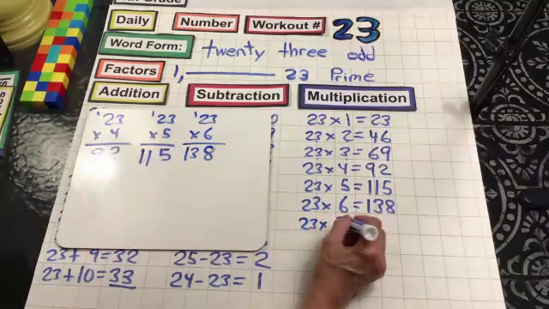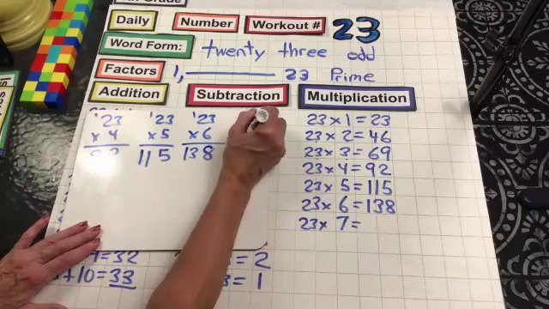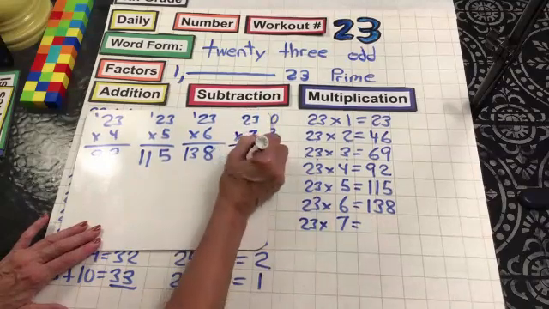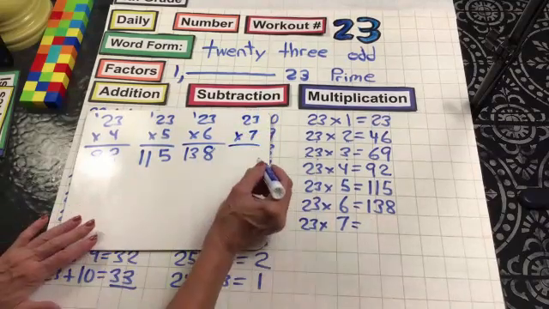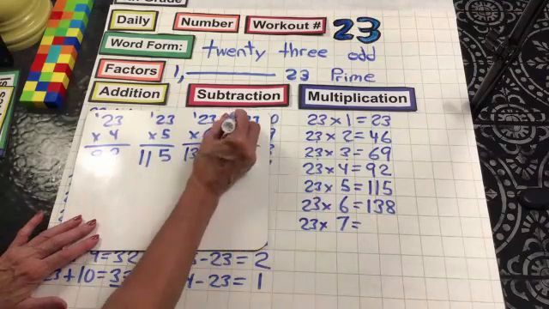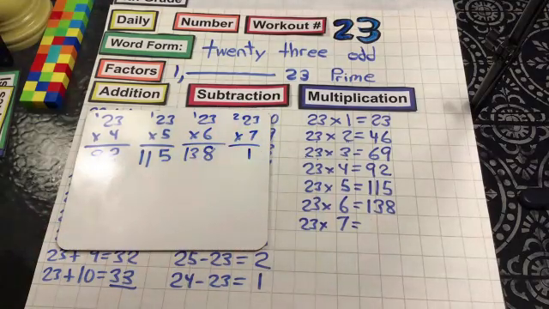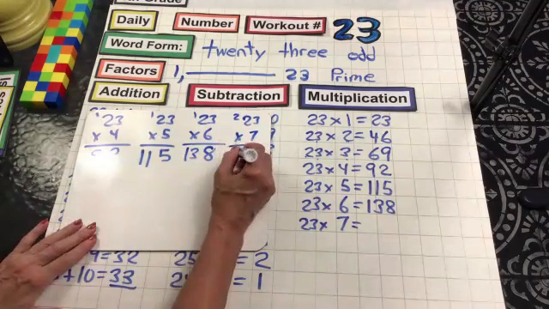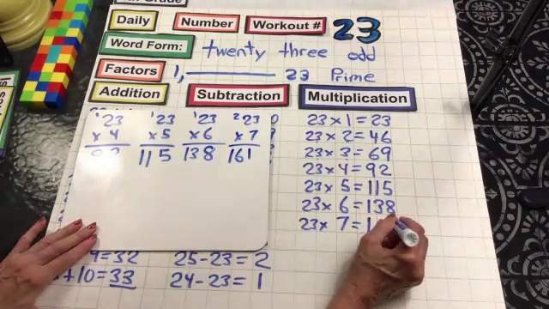23 times 7. 7 times 3 is 21. Drop the 1, carry the 2. 7 times 2 is 14, plus 2 is 16. 161.